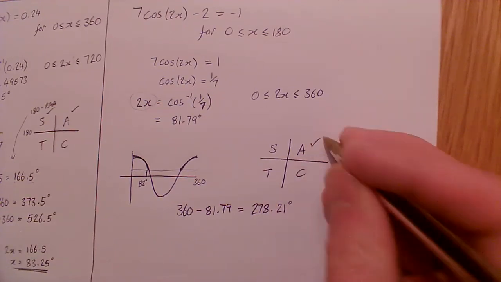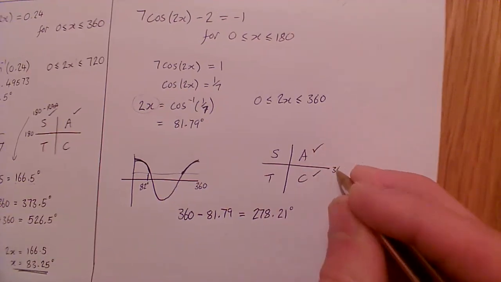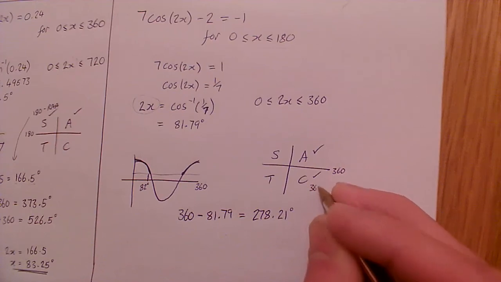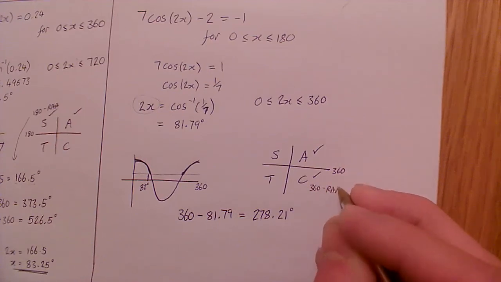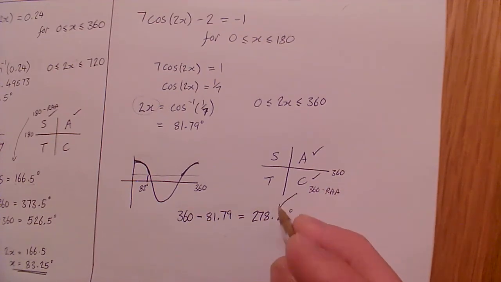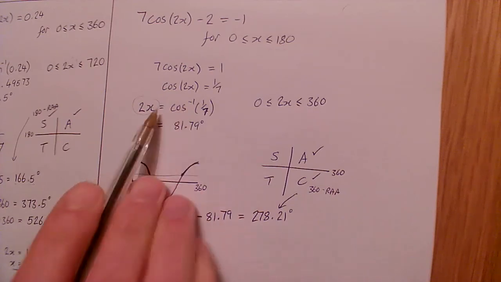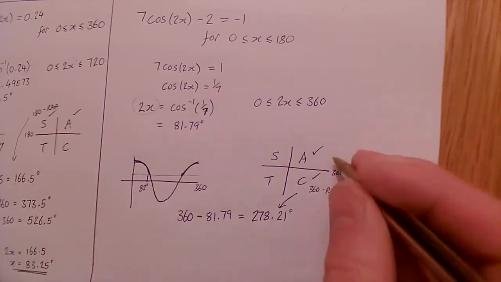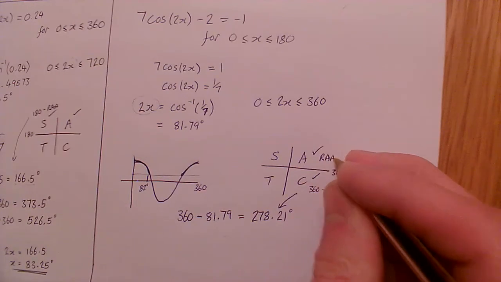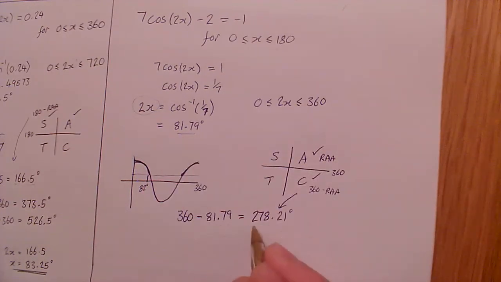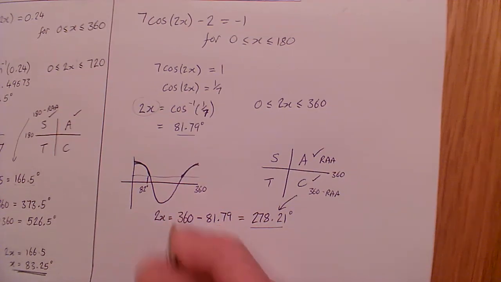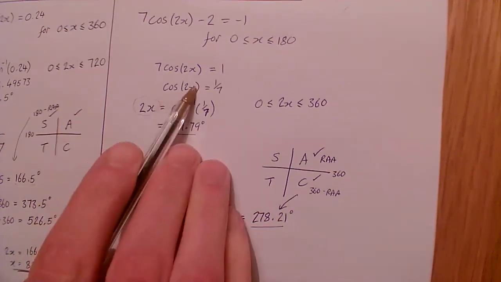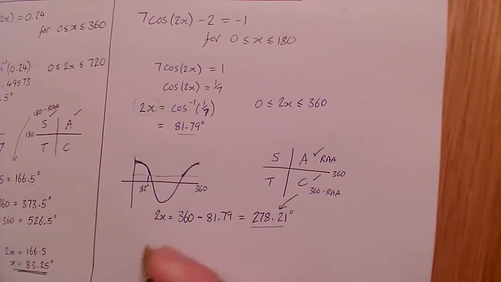So cos is positive here and here. That's 360. This is 360 minus the relative acute angle, which is exactly the calculation we've done there, because the relative acute angle is just 81.79 because we're starting with a positive. And this is just our relative acute angle. So we've got this angle up here and this one down here. That's not finished though, because that is equal to 2x. We want to know what x is.